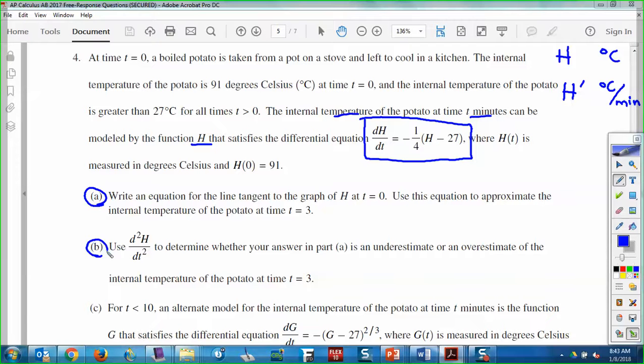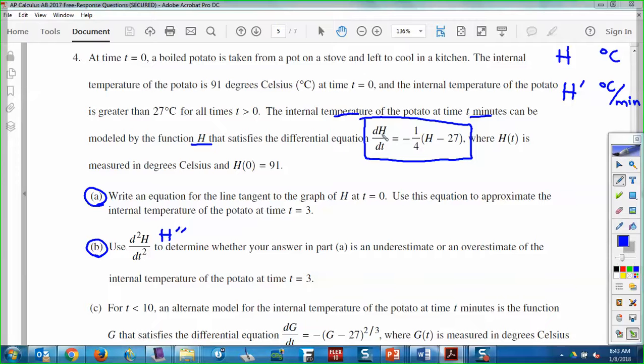We can do part B, and I'll give you a hint. Think implicit differentiation. Okay, what does this mean when you see this? Second derivative. This just means h double prime. Okay, now these are going to be a little tricky, but you can at least get the start of it, I think. So h double prime.